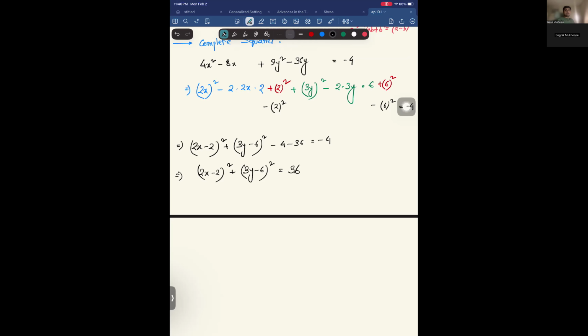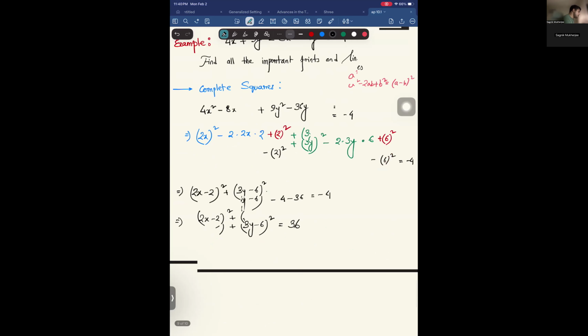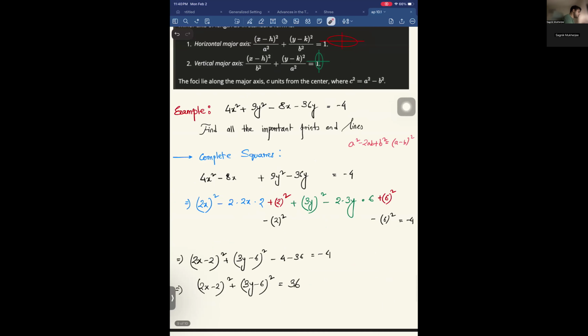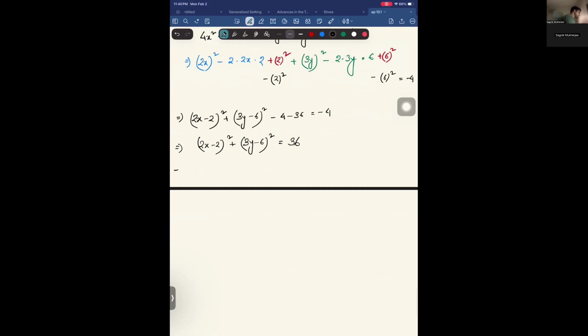This should make sense. Now compare it with your equation. In your equation, you always have a 1 on the right hand side. So this 36 has to be 1. So divide the entire equation by 36. So you get (2x minus 2) whole squared over 36 plus (3y minus 6) whole squared over 36 equals 1.